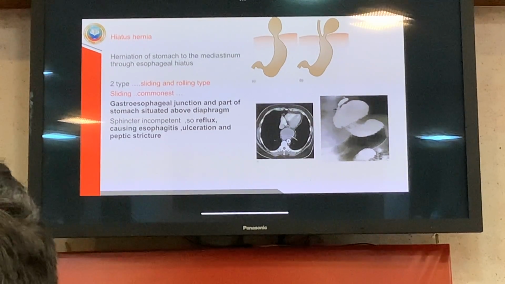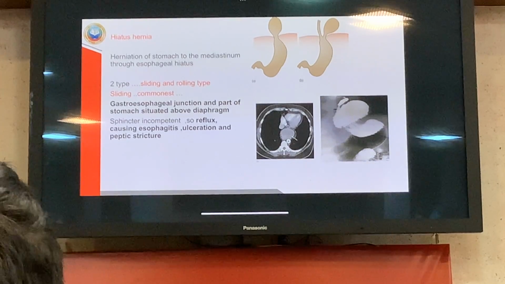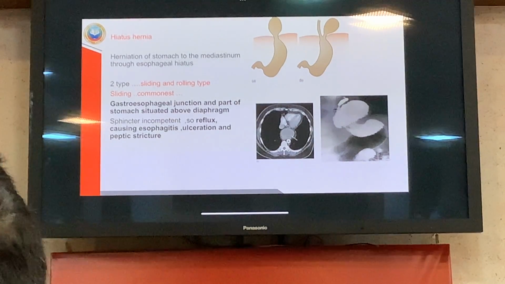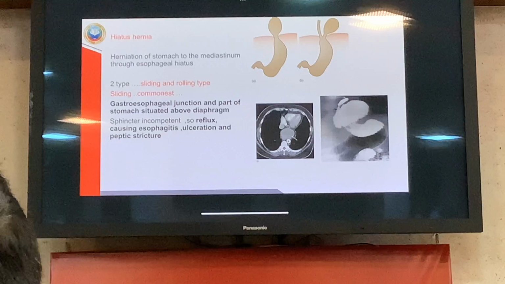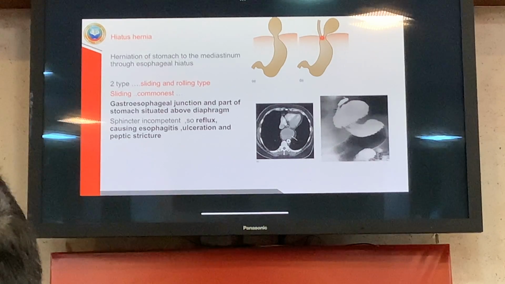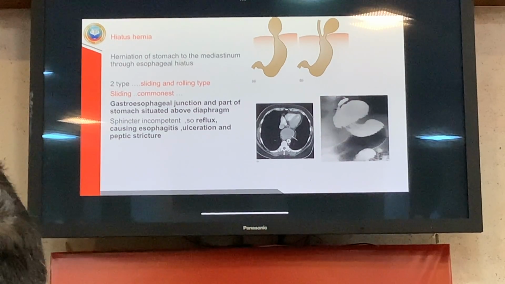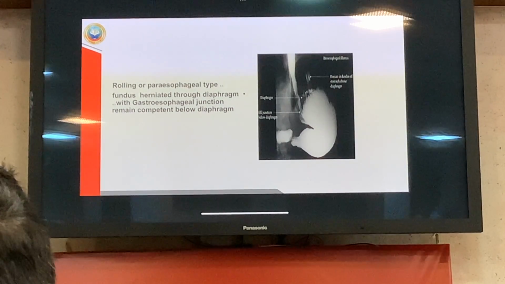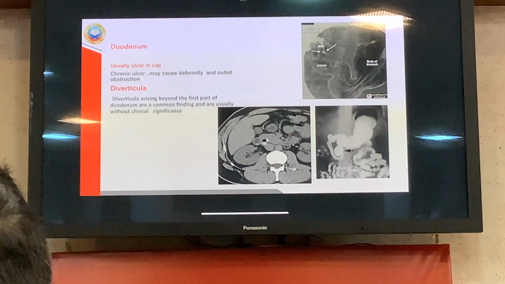Acidic material ascends to the esophagus and produces peptic changes. If you look at this, it's all of these parts. While in paraesophageal, the gastroesophageal junction is at its location, but part of the stomach is herniated out. And this is the part.